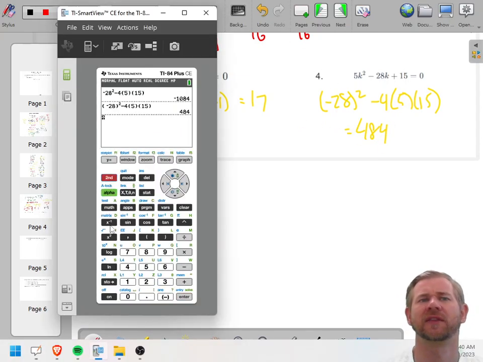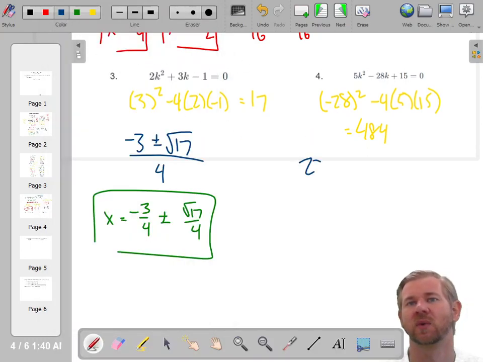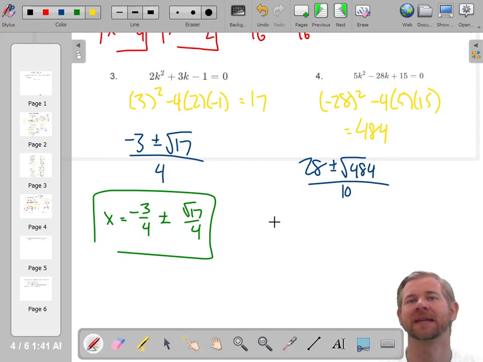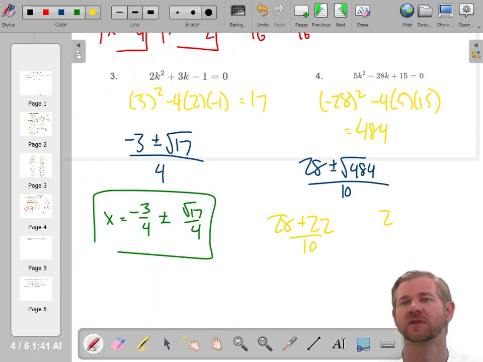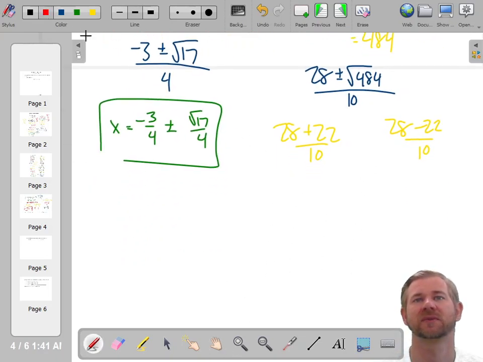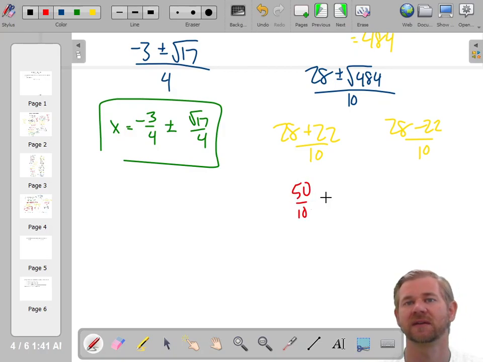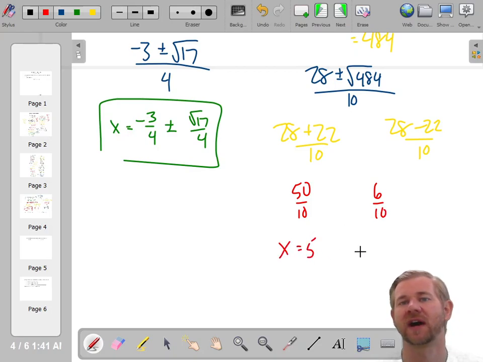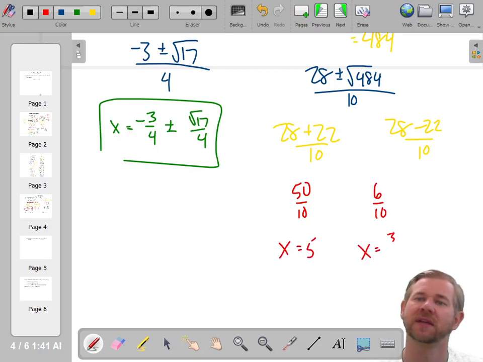Now, 484, I think, might also be a perfect square. It is. It's 22. So now I'll say the opposite of b, 28 plus or minus the square root of 484 over 2 times a is 10. But since I can, 28 plus square root of 484 is 22, I'm going to do this. 28 minus 22 over 10. So that's 28 plus 22 is 50 over 10, and 28 minus 22 is 6 over 10. So x equals 5, or x equals 3/5.